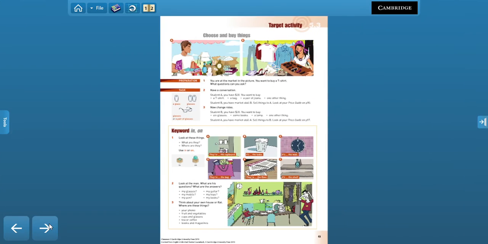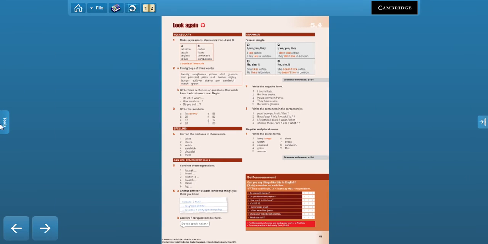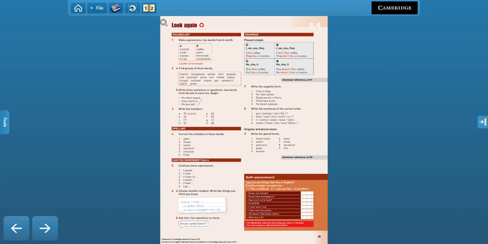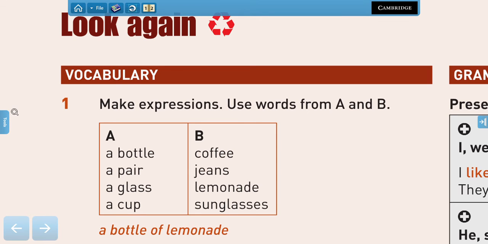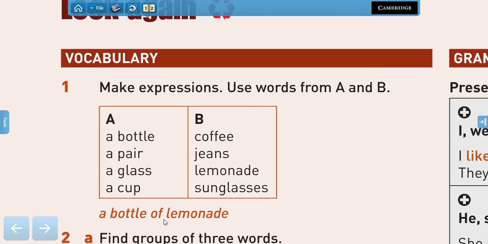Now, the last part, as always, we're going to do the review section where we do the final activities of the unit. So, this last page is called Look Again. Let's see. Make expressions using words from A and B. You have to join them by using a preposition like we have there. So we can say a bottle of lemonade. What other sentence can we say?